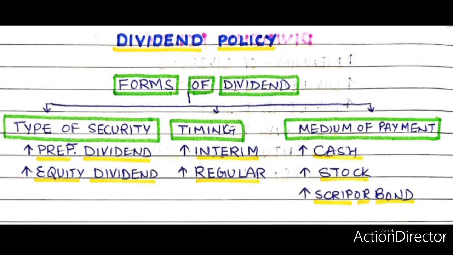Economical. The cost of issue of bonus shares is the minimum as no brokerage, underwriting commission or issue expenses have to be incurred. Only existing shareholders are allotted bonus shares in proportion to their present holdings.